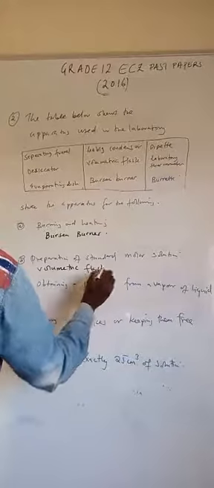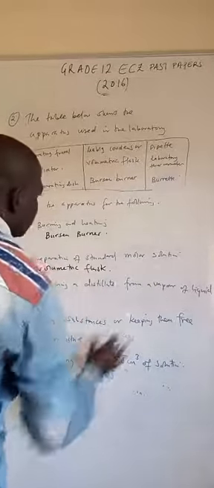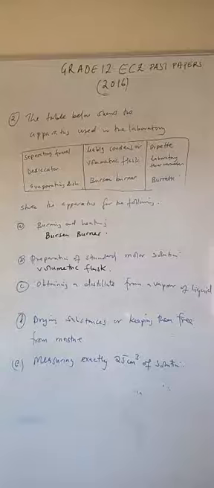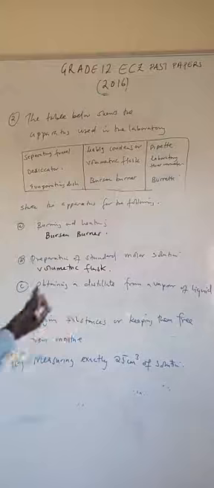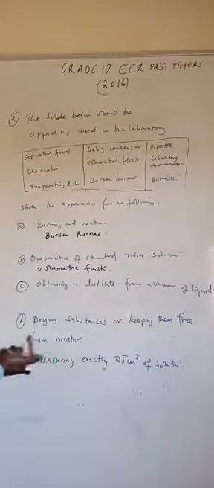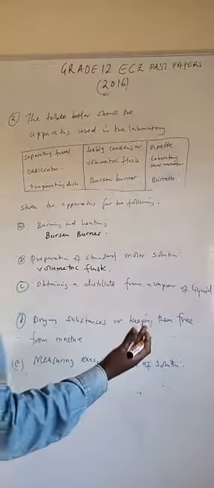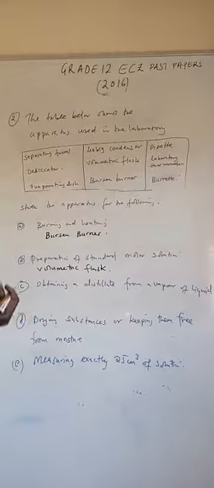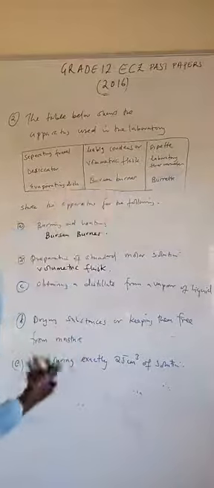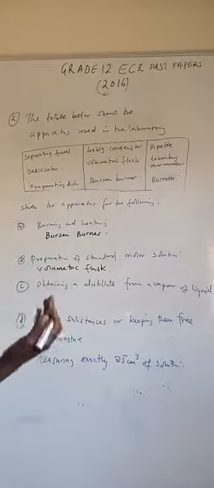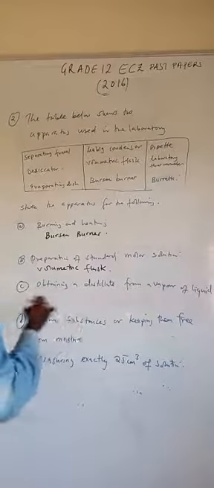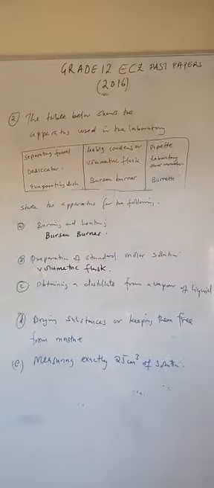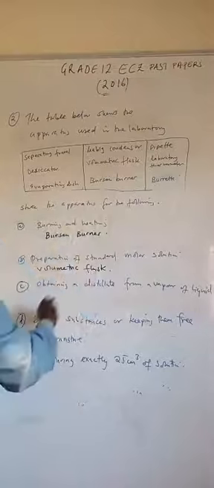Why volumetric flask? Volumetric flask have got a specific standard volume. Okay? The next part is obtaining a distillate from a vapor of solution. This is distillation. When I deal with distillation, it means you are converting gas to liquid. And the only apparatus that is used for such an experiment is the Rabi condenser. We talk about certain distillations that take place, like fermentation and so on. So the Rabi condenser is the one that is used for distillation purposes.